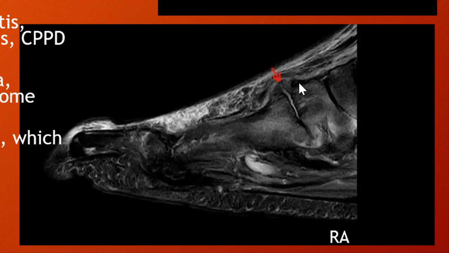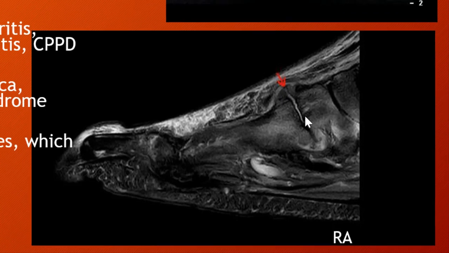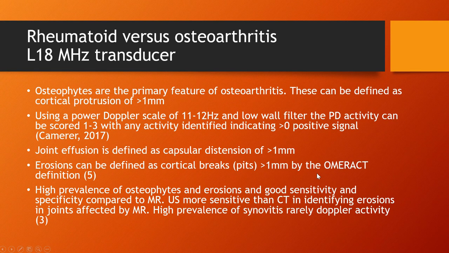Here's an MRI, however, and they're also very good at detecting osteophytes, which are these little protrusions from the joint, like little spurs. So how are osteophytes helpful in distinguishing these conditions? Well, they're more likely a primary feature of osteoarthritis, and they're defined as cortical protrusions of more than 1 millimetre.